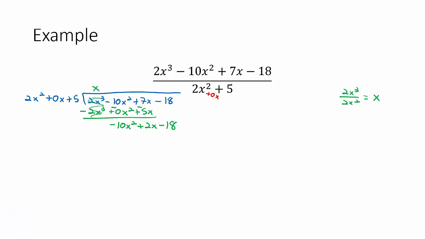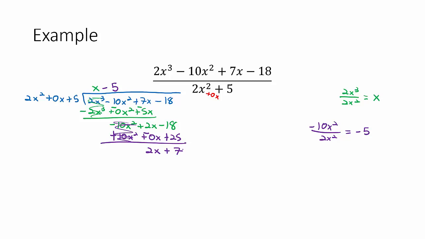And now we take the front terms again. This time the front term is negative 10x squared. And we're going to divide out the 2x squared. Well, negative 10 divided by 2 is negative 5, and the x squareds are gone. So we'll distribute that negative 5 onto the entire thing, giving us negative 10x squared. Negative 5 times 0 is 0x. And negative 5 times 5 is negative 25. Change the signs on everything again. Negative 10 plus 10 is 0. 2 minus 0 is 2x. Negative 18 plus 25 is 7.